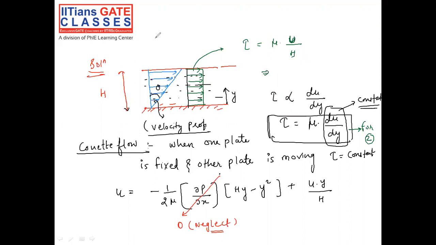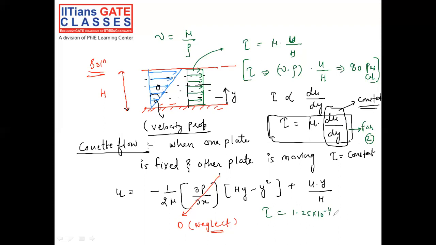Now what is the mu? Kinematic viscosity is nothing but dynamic viscosity by density. So mu into rho into U by H. So if you put into the formula, you are going to get 80 Pascal. That is, tau is equal to 1.25 into 10 to the power minus 4 into density, which is given as 800, into 4 by 5 mm.